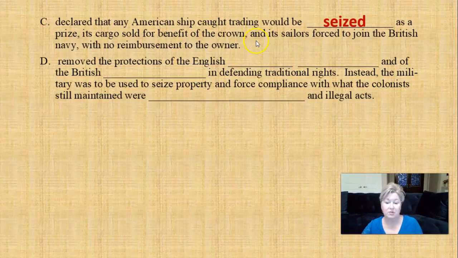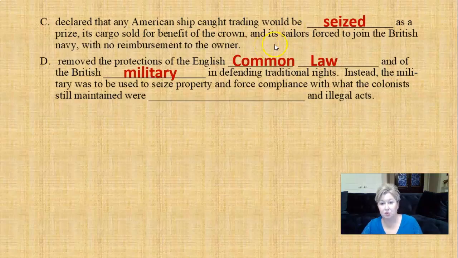Finally, it removed the protections of the English common law and of the British military in defending the traditional rights of Englishmen. It declared them to be out of his protection. You are no longer seen as English citizens. You are seen as enemies of the crown, and you will be treated as such. You don't have any of the rights of Englishmen because we don't view you anymore as Englishmen. The military was to be used to seize property and force compliance with what the colonists were still maintaining were unconstitutional, illegal acts.